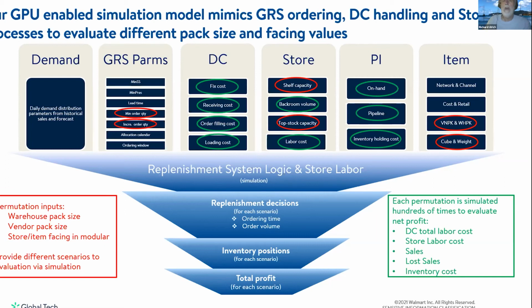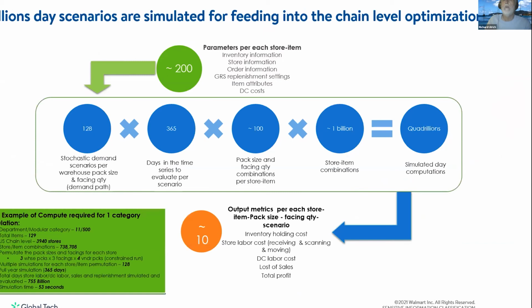And we take all of that and we try to optimize and make decisions so that we can tell the business partners what the right size pack should be, as well as what the facing should look like in each individual store. The pack size is a global decision, the stores is a local decision. It ends up being about 5 quadrillion days worth of simulation that we have to do because of the store item combinations that we have.